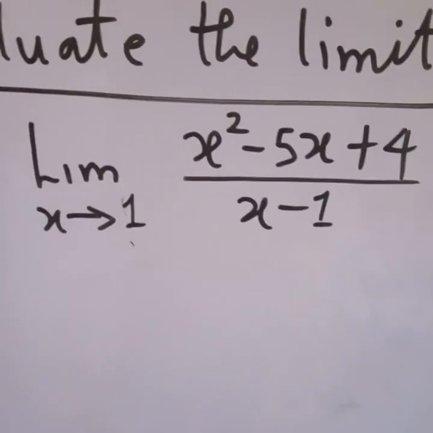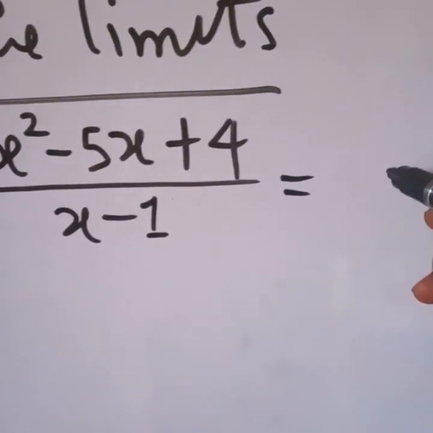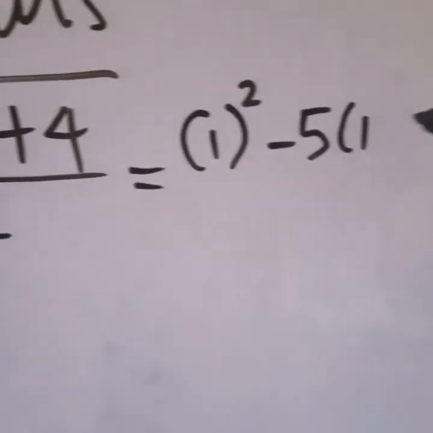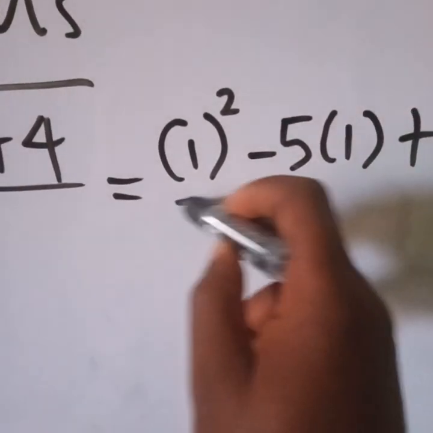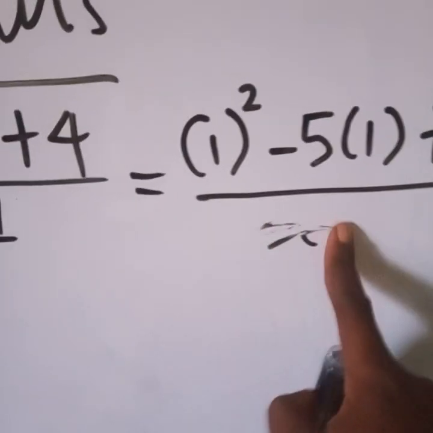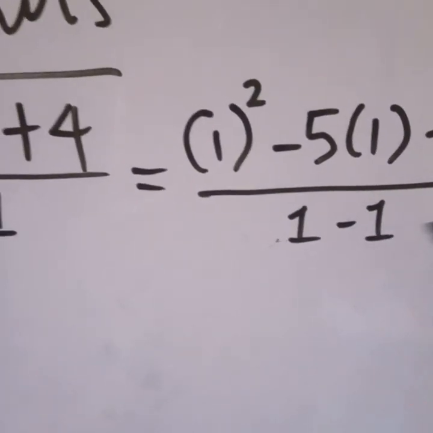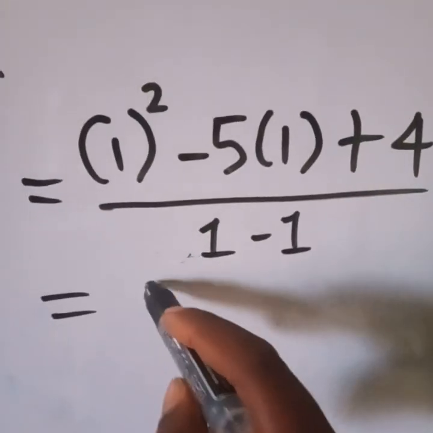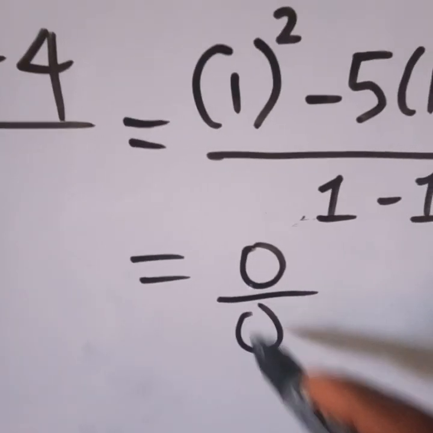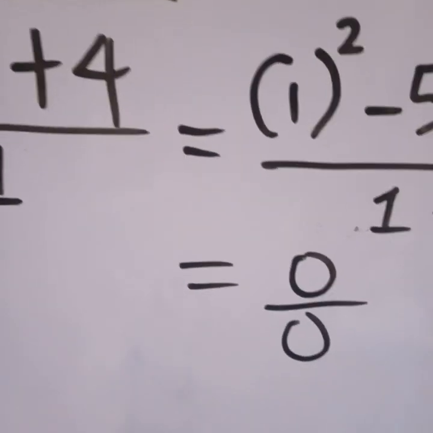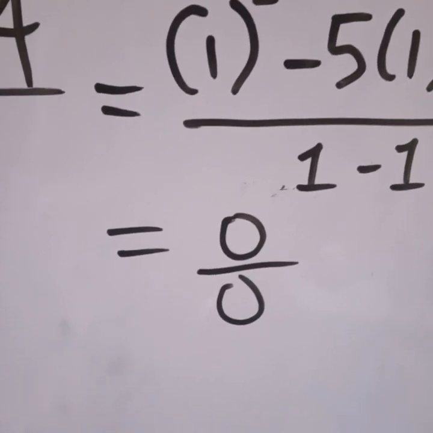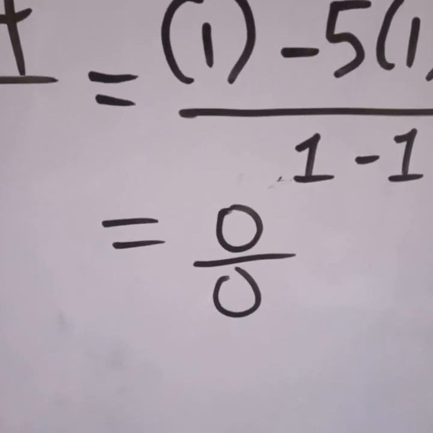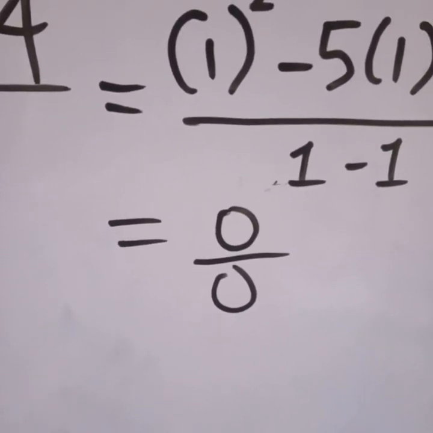So here, when we substitute for x, we have 1 squared minus 5 into 1 plus 4 divided by 1 minus 1. So when we compute this, you see that 1 squared is 1 minus 5 plus 4. That will give us 0. And the denominator also gives us 0. So this is what we refer to as indeterminate. We call it indeterminate because this does not have a value, either finite or infinite. It is not a number.